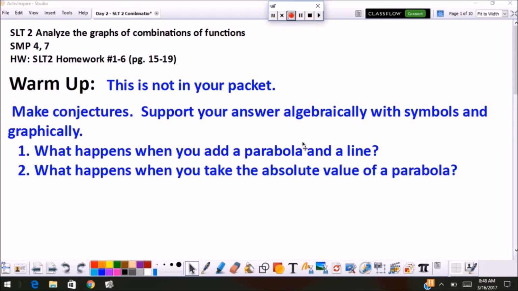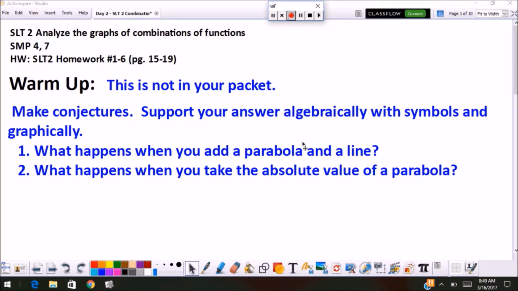This is a lesson in Unit 4, Modeling with Functions, Student Learning Task 2, Analyzing the Graphs of Combinations of Functions. Before we get into today's lesson on analyzing graphs of combinations of functions, I would like you to please write down and answer these two questions. You should pause the video at this point.